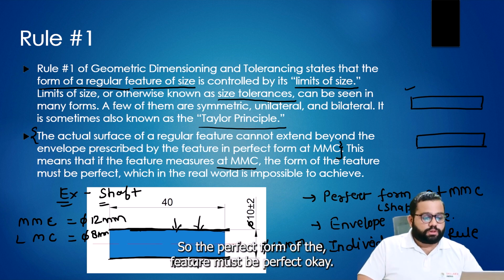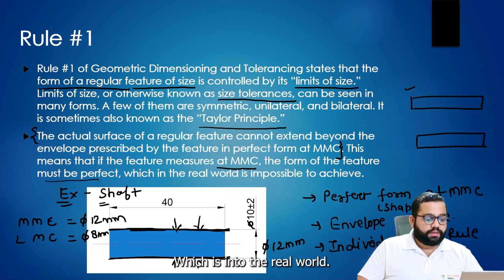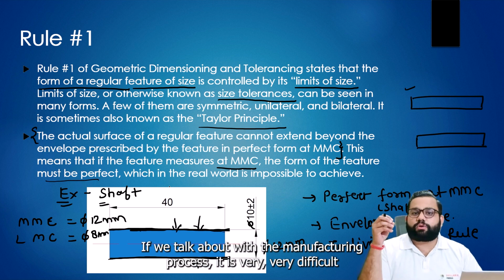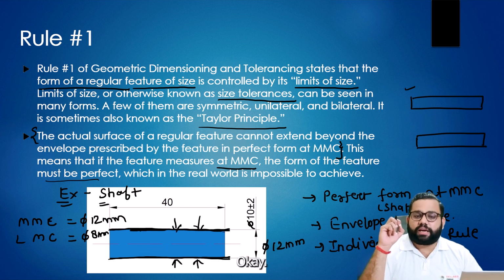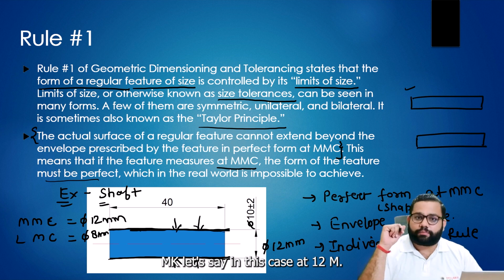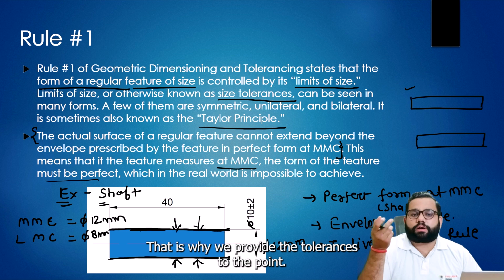Okay. So the perfect form of the feature must be perfect, which is in the real world. If we talk about the manufacturing process, it is very, very difficult, or almost impossible, to manufacture the exact shape or the perfect form at MMC. Let's say in this case it's 12 mm. So we want some deviation. That's why we provide tolerances to the part.